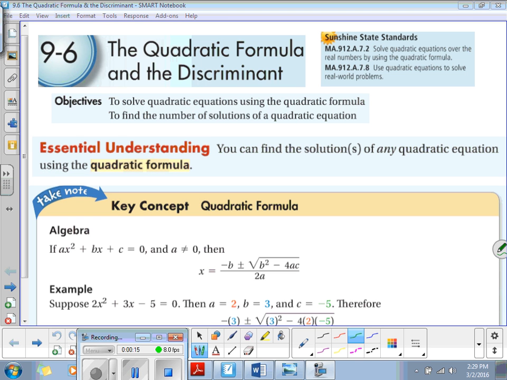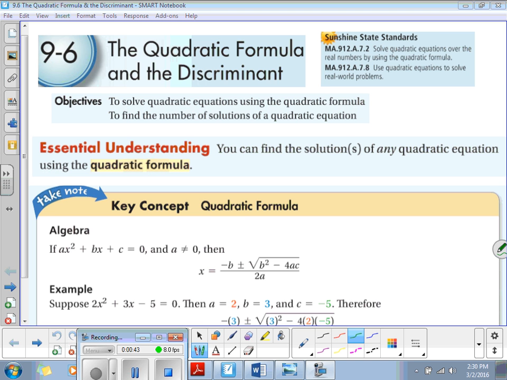So we found solutions for quadratic equations by graphing. We found them by factoring, right? We found them by using the vertex and other two points. So here is another way that you can find the solutions of any quadratic function. This will work for any quadratic equation.